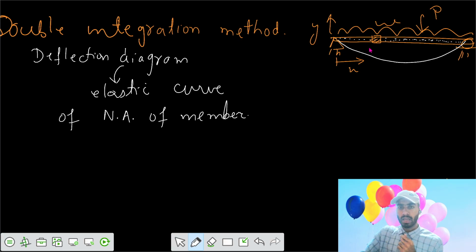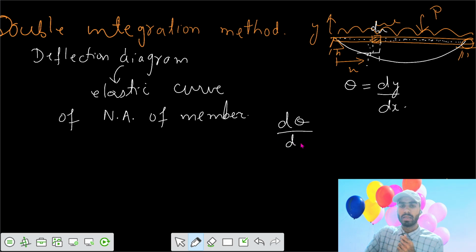So if you go at any x, we say the slope here is theta. We say that theta is equal to dy by dx. And if we want to say how much theta this dx contributes, we say the small strip dx contributes a small theta. This is the change in slope.